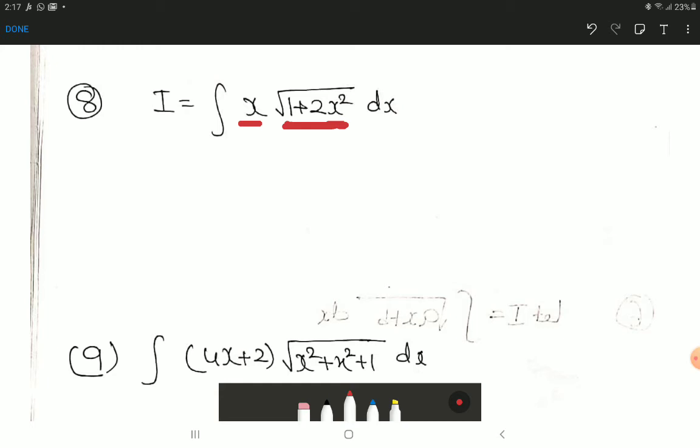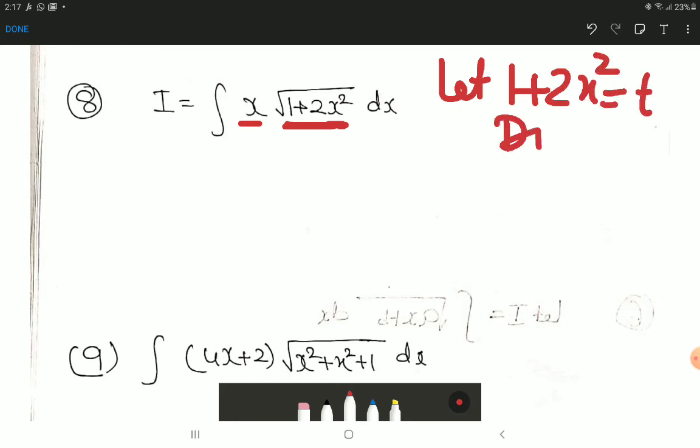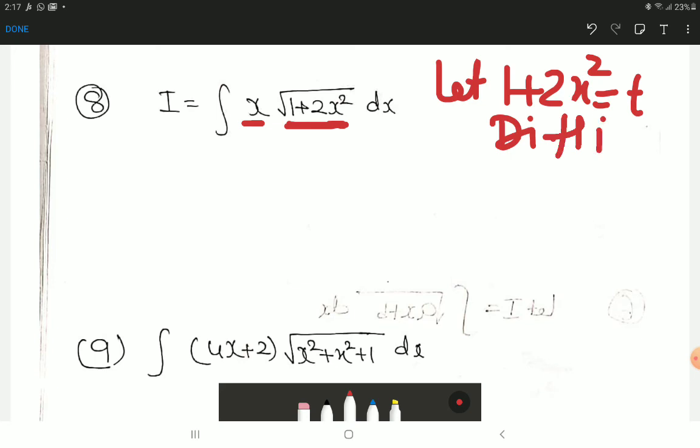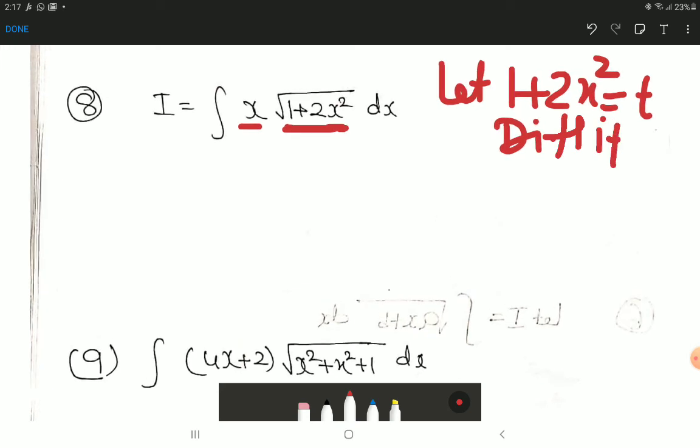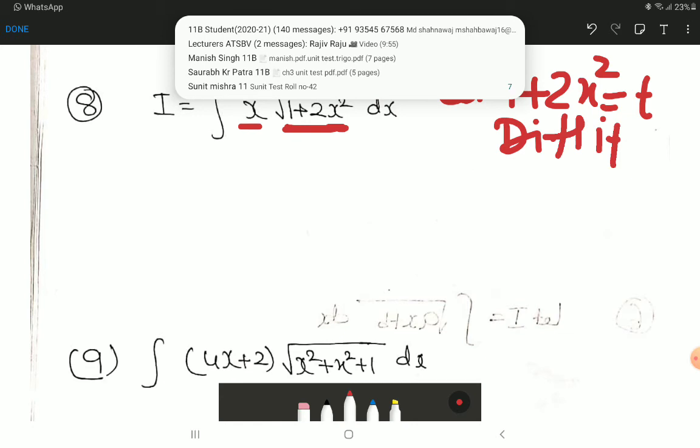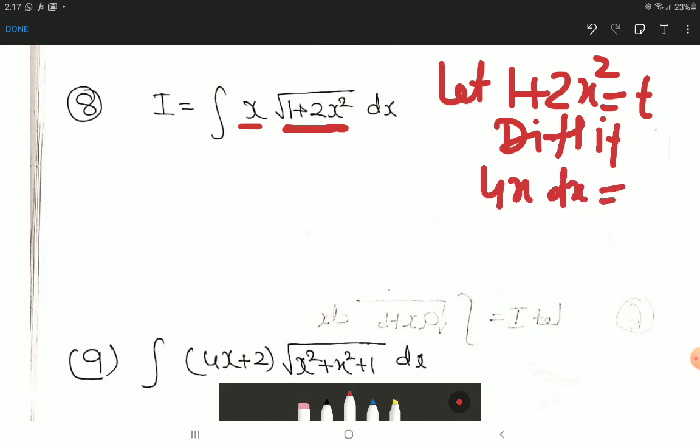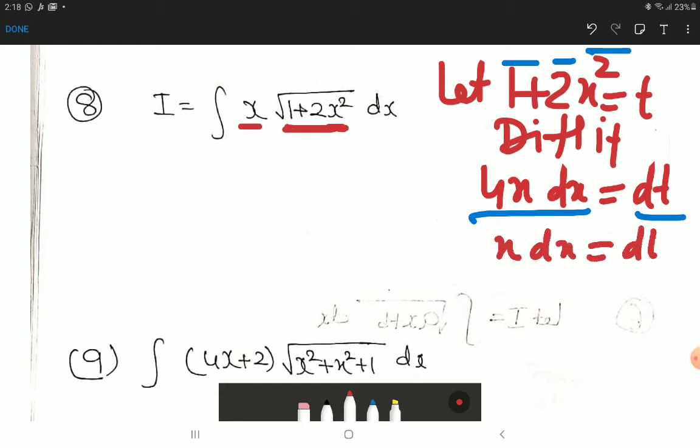So let 1 plus 2x square is equal to t. Differentiate it. Derivative of 1 is 0 and that of 2x square will be, 2 is constant and derivative of x square is 2x. So 2 into 2x is 4x dx, is equal to derivative of t, which is dt. Got it? Derivative of 1 is 0, 2 is constant, derivative of x square is 2x, so 2 into 2x is 4x dx is equal to dt. So x dx is equal to dt by 4.